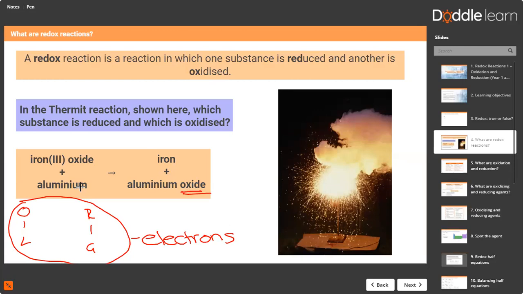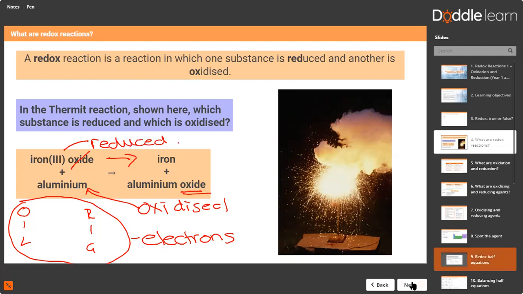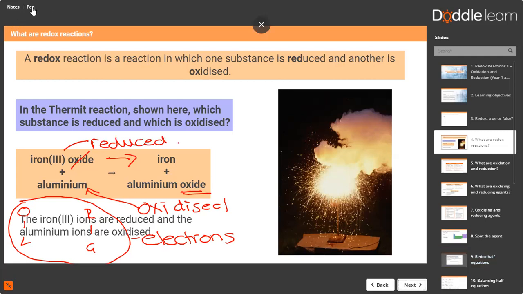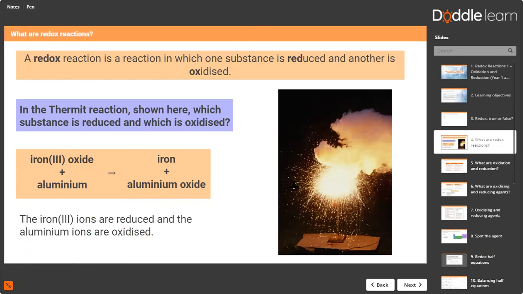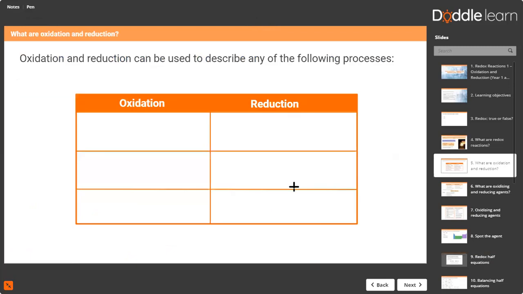So aluminium goes to aluminium oxide, so that means that it is oxidized. And our iron 3 oxide loses its oxygen to become iron, which means that this is reduced. So the iron 3 ions are reduced and the aluminium ions are oxidized.